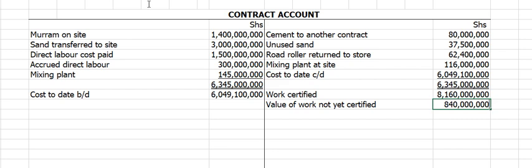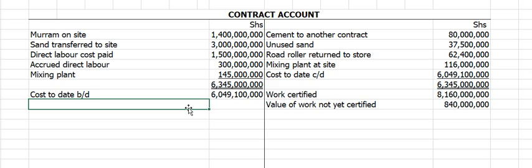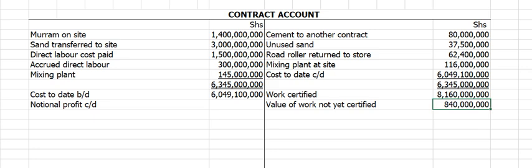Now what we have to do, we can come up with what we call the notional profit as the balancing figure, and that notional profit will appear on the debit of the account. To arrive at the notional profit, we get the difference between the value of work completed, where the value of work completed includes the value of the work that has been certified and the value of work that has been completed but not yet certified, then minus the costs that have been incurred to date. So the balancing figure in this account at this stage is the notional profit carried down.